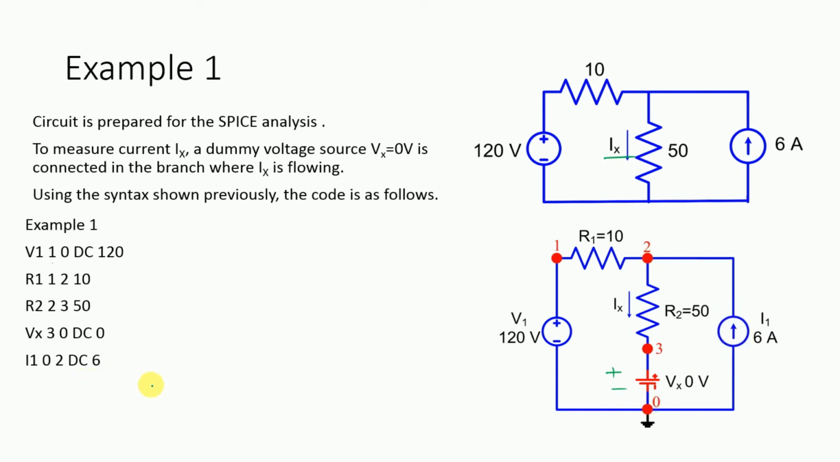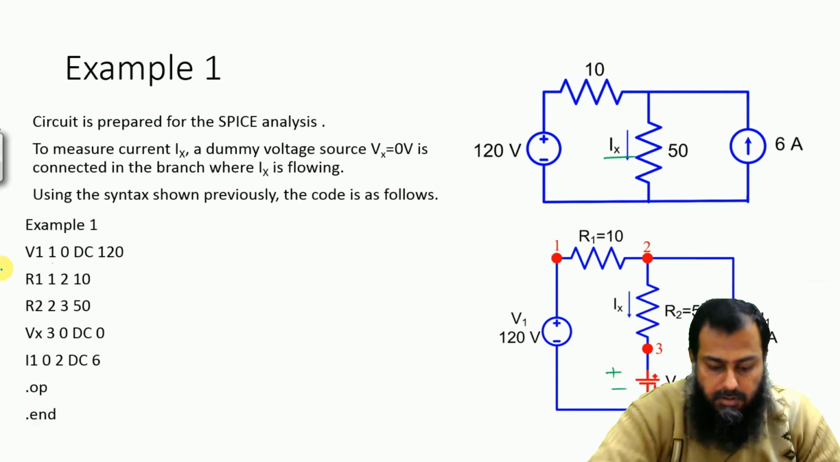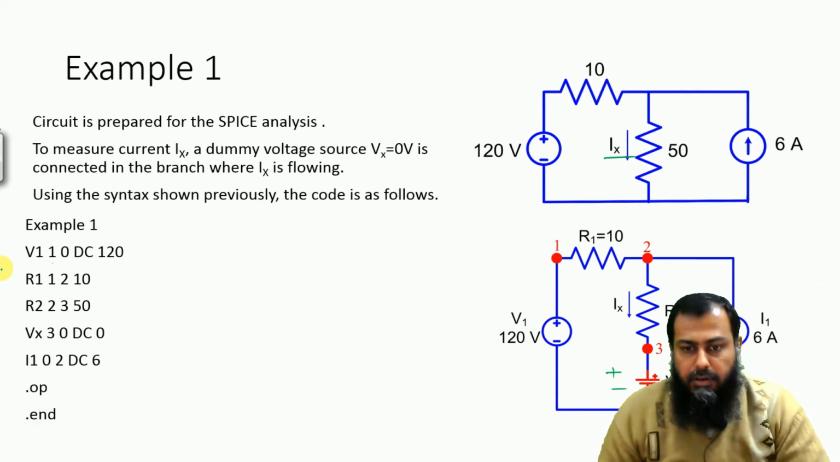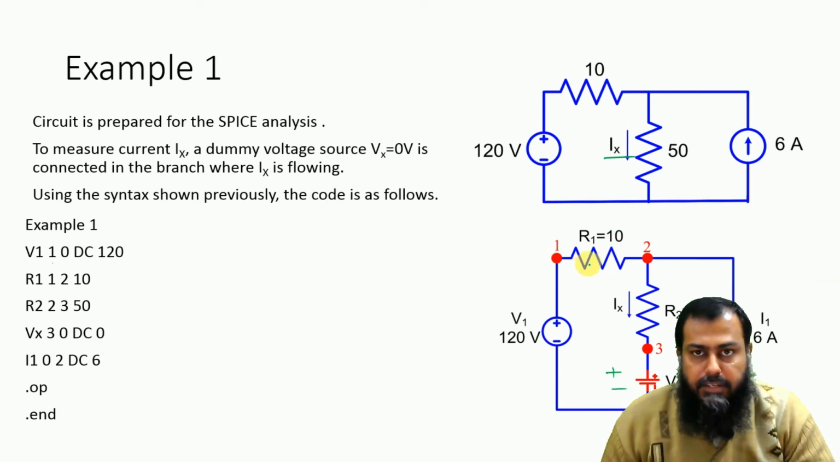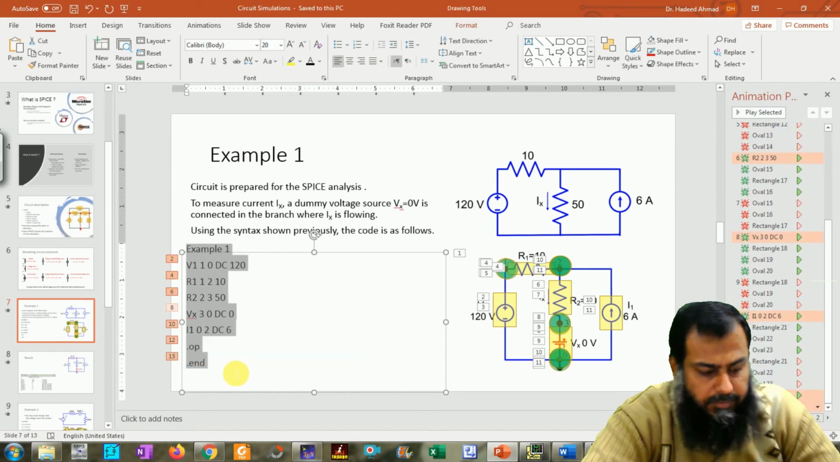And then we write down what our analysis method is. So we are using the DC operating point, so that .op represents that thing, and thereafter we end with the .end. Let me now copy this particular thing, and let me open up PSpice and LTSpice and see how we can actually use that. So let me copy this one.